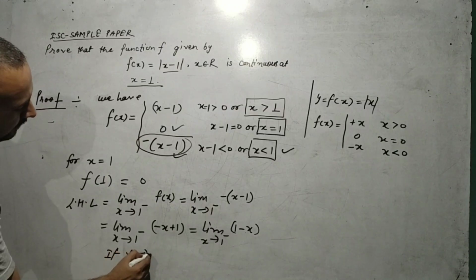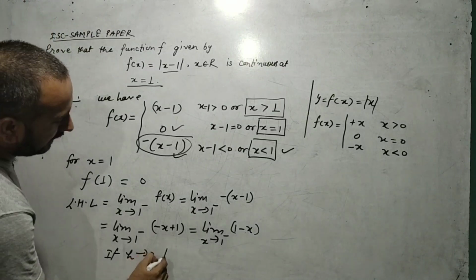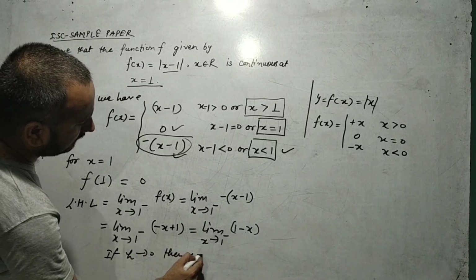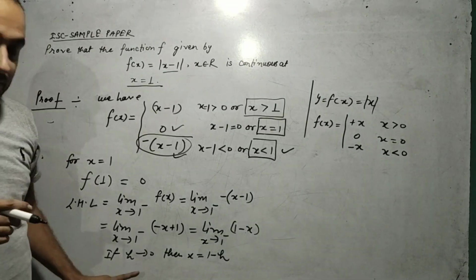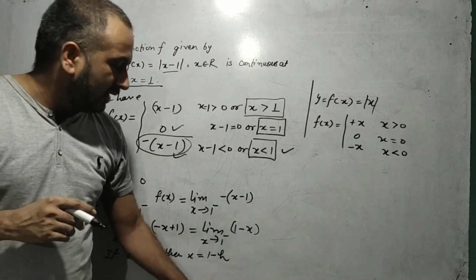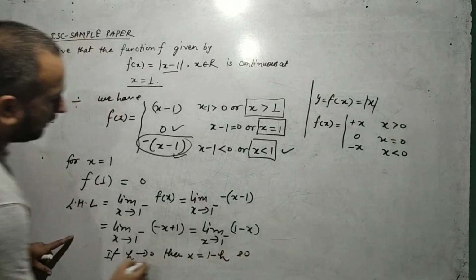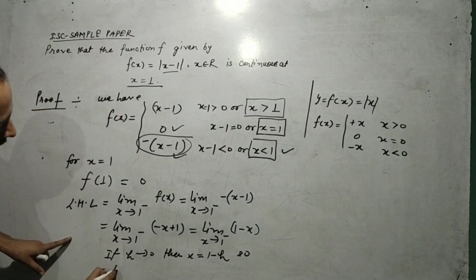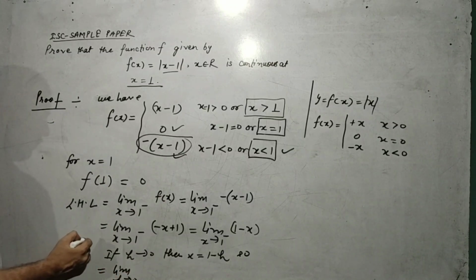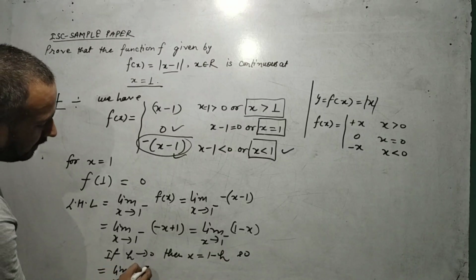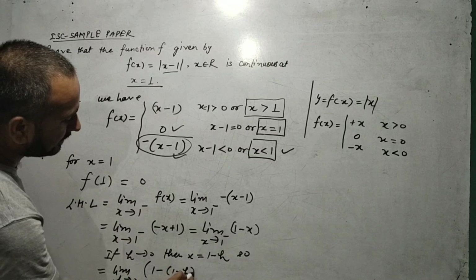So if h tends to 0, then what will be the effect on x? If h tends to 0, then x is 1 minus h. So LHL is what? The limit as h tends to 0, what will you get? You will get 1 minus the value of x, which is 1 minus h.